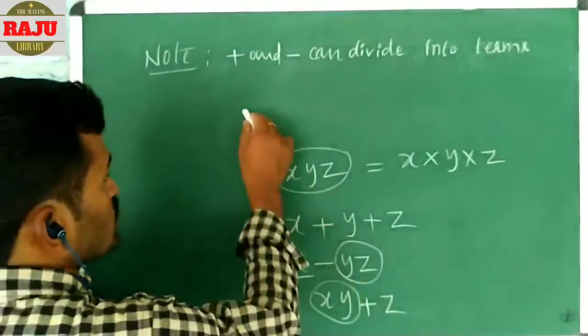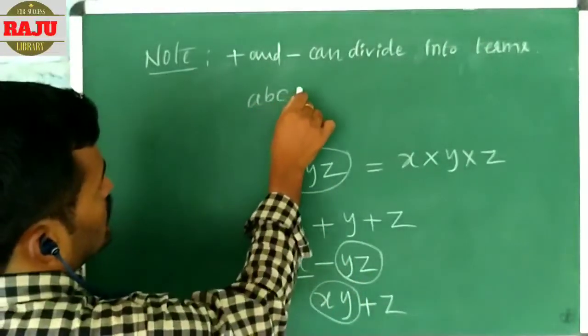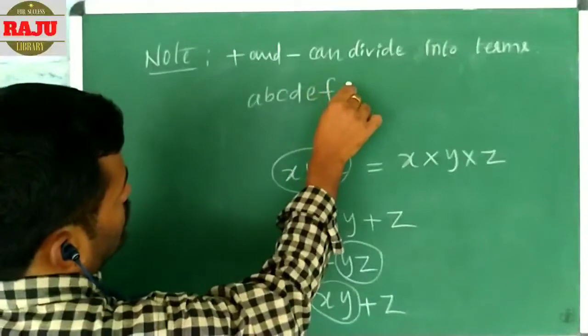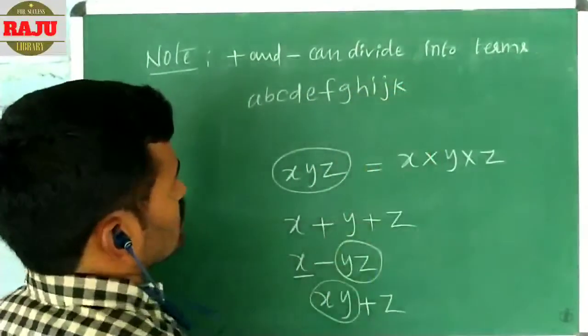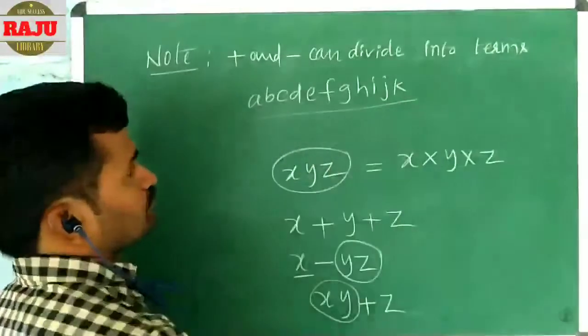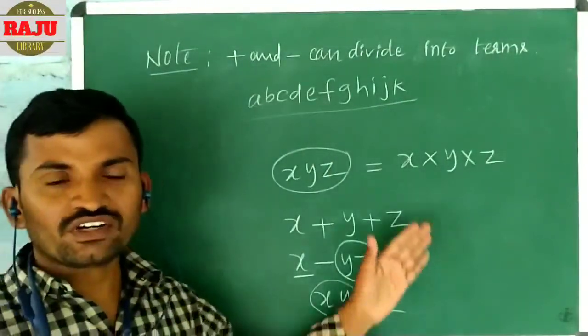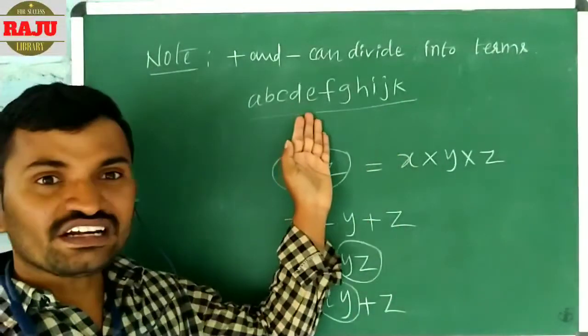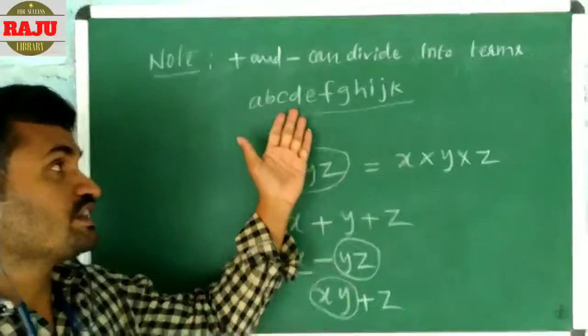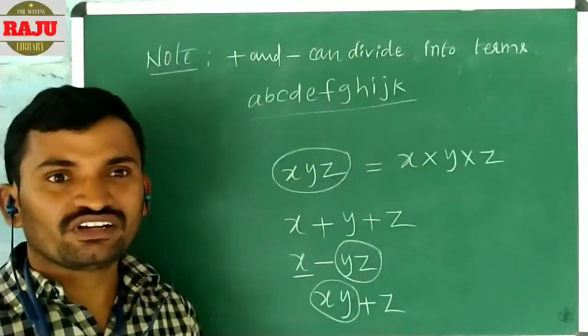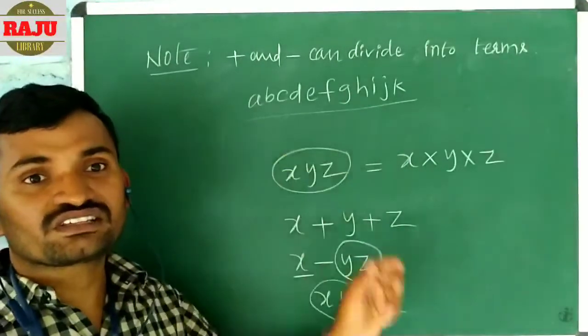Okay, let us see one more example. ABCDEFGHIJK. See, how many terms are there? Here it is a single term. Why? Because there is no plus, there is no minus between all these. So it is a single term.